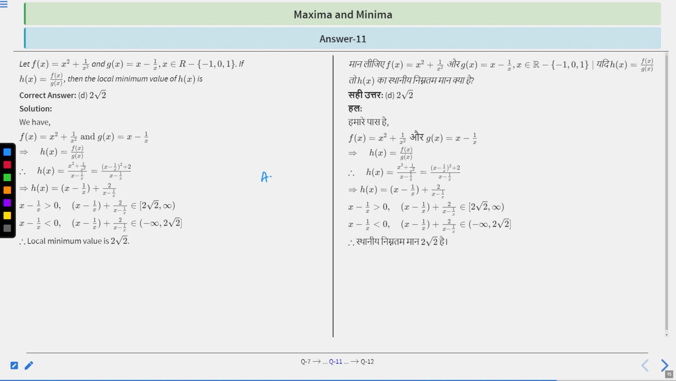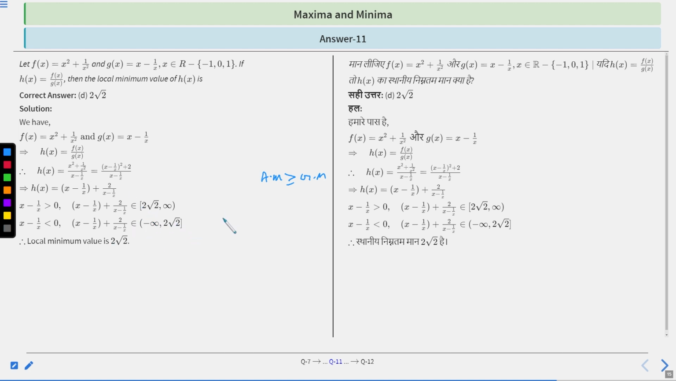We know that arithmetic mean is greater than or equal to geometric mean. So the arithmetic mean, (x minus 1 by x plus 2 upon x minus 1 by x) upon 2, will be greater than or equal to (x minus 1 by x into 2 upon x minus 1 by x) to the power 1 by 2. Clear? So it will be 2 root 2 to infinity. And when x minus 1 by x is less than 0, then x minus 1 by x plus 2 upon x minus 1 by x belongs to minus infinity to minus 2 root 2.